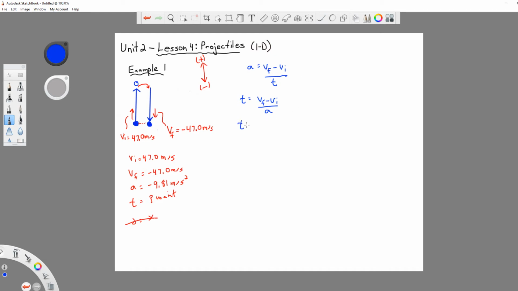So we can say that time is equal to VF, which was negative 47 meters per second, minus 47 meters per second, all divided by negative 9.81 meters per second squared. This gives us a final time of 9.58 seconds to throw this thing up quite quickly, for it to slow down and then fall back down to where it came from. All right, that's all.